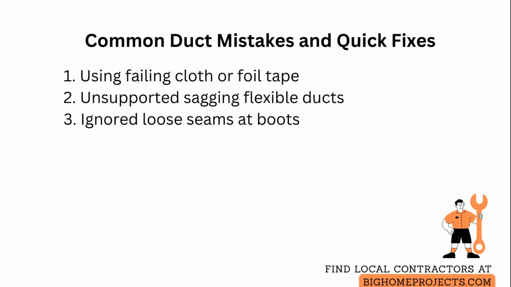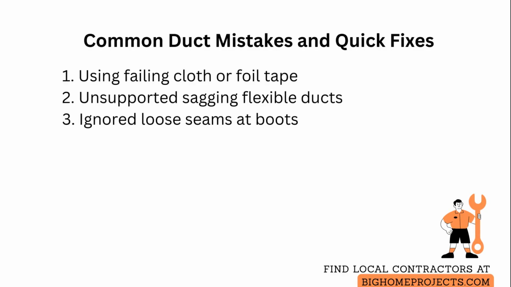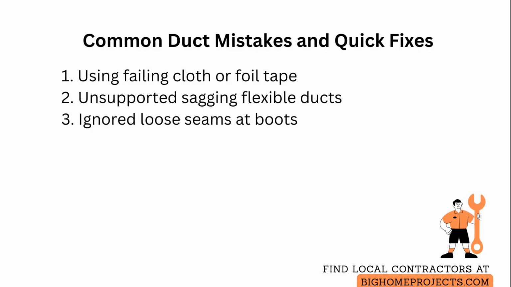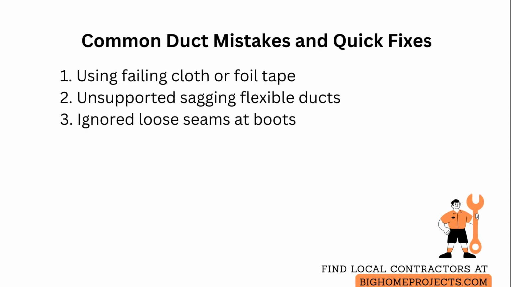3 common mistakes are relying on cloth or old foil tape that fails over time, not supporting long flexible duct runs, which leads to sagging and pooling of moisture, and ignoring seams at boots and plenums that were never fully connected at installation. Fix tape failures by removing and resealing with approved mastic and mechanical fasteners.